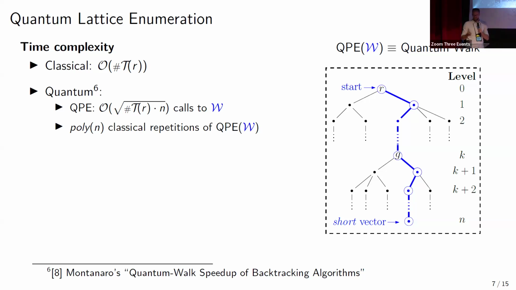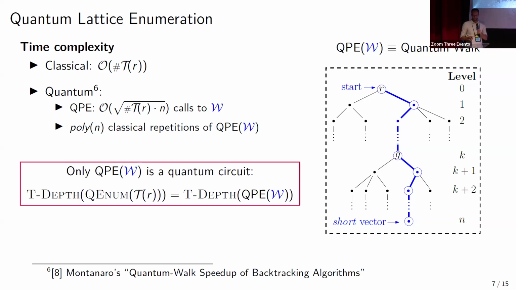And from this, the only thing that we have to take away is that the quantum phase estimation is the only part that's actually a quantum circuit. Everything else is just a classical repetition. So if you look at our max depth limit again, then the depth of the quantum computation really is only limited by the depth to compute this quantum phase estimation.